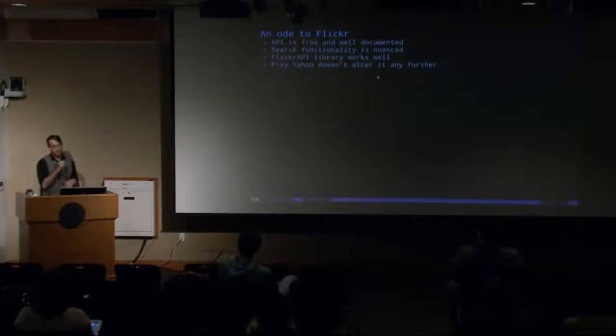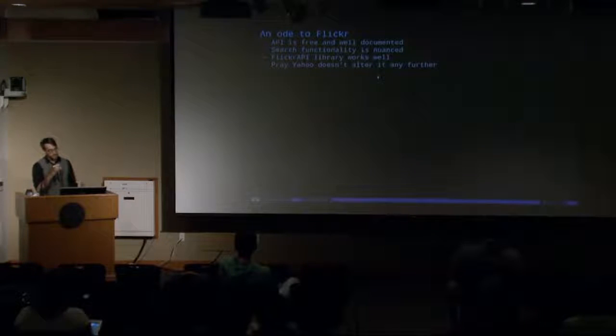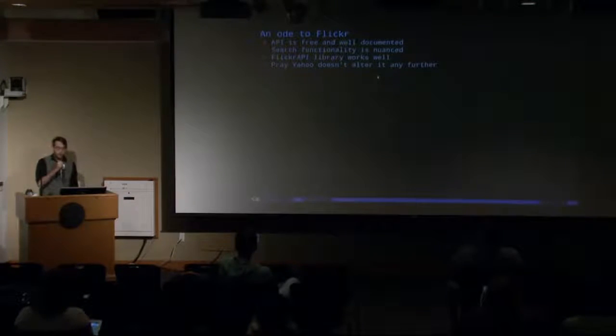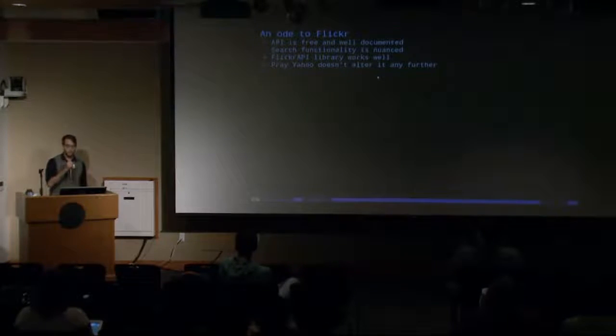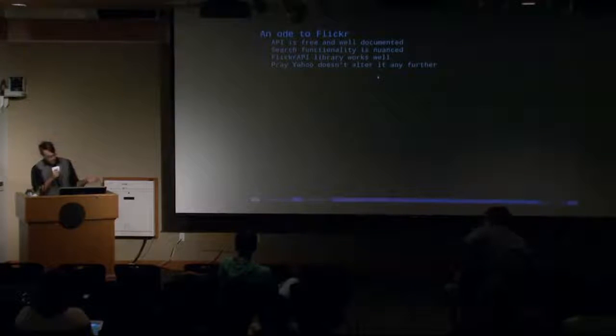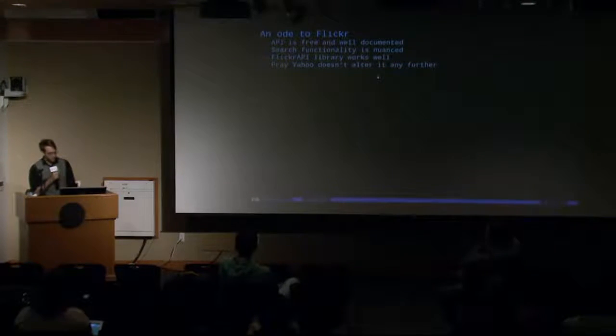It even has support for searching by really specific licensing terms. So you can only search for images with a certain Creative Commons license. There's a Python library called Flickr API. Works very well. So let's just all together pray that Yahoo does not alter Flickr any further. Yahoo has a not so good track record of destroying the things that it owns. So yeah, I'm really bullish on Flickr.